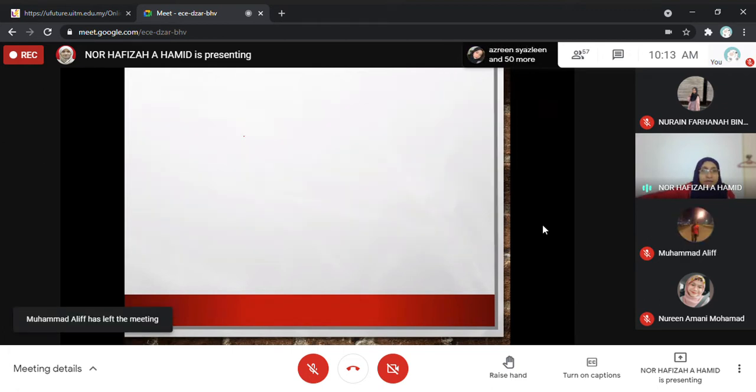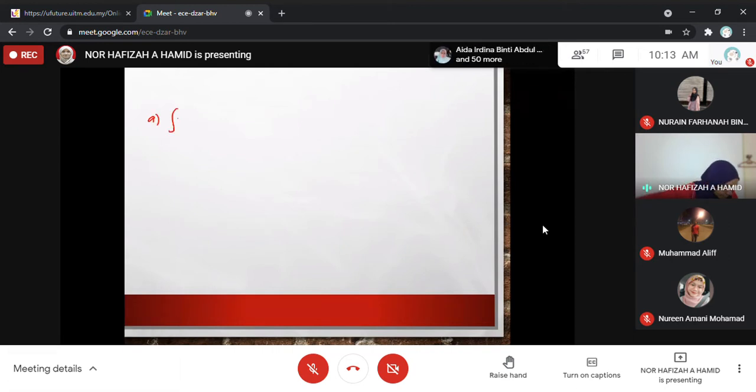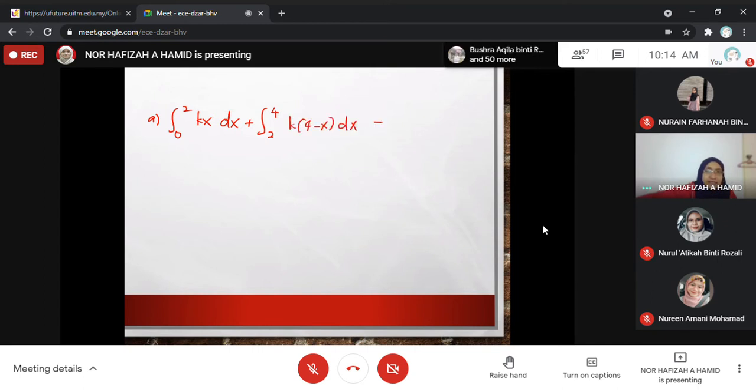Okay, so for A, you need to integrate from 0 until 2 and function kx dx plus with the second interval you have 2 until 4 and k 4 minus x dx. Okay, so equal to 1. Okay, so take out k, integrate x, we have x square over 2, 0 until 2. So plus with k and integrate 4, dapat 4x minus x square over 2. And we have 2 until 4 equal to 1.